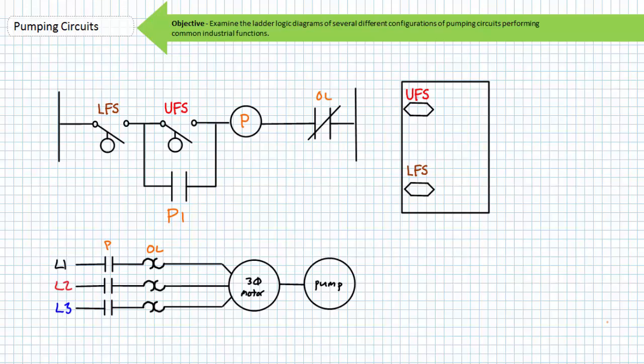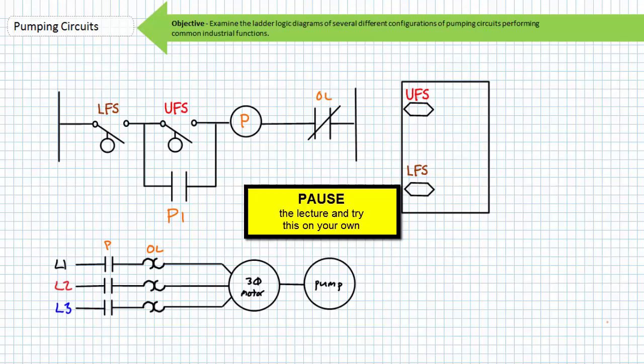The first rung is a series connection of the normally open lower float switch, the normally open upper float switch, the P contactor coil, and the normally closed overload contact. The second rung is a holding contact, P1, in parallel with the upper float switch. This is an auxiliary contact associated with the P contactor.